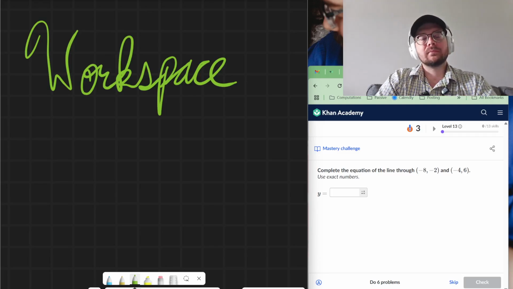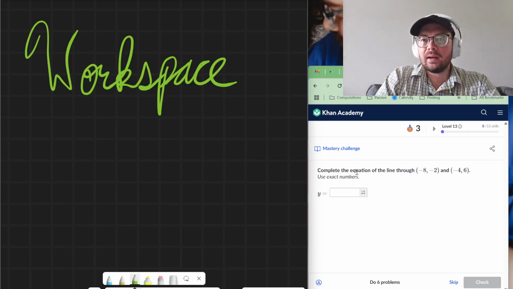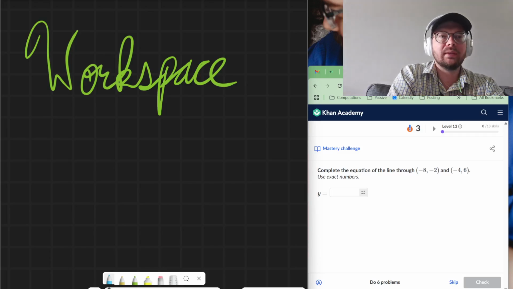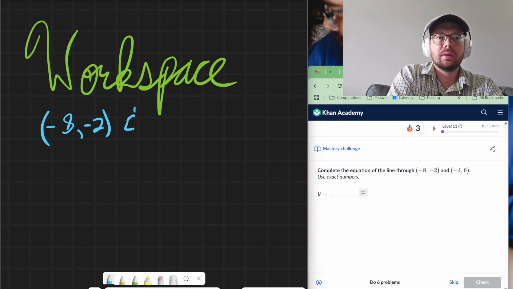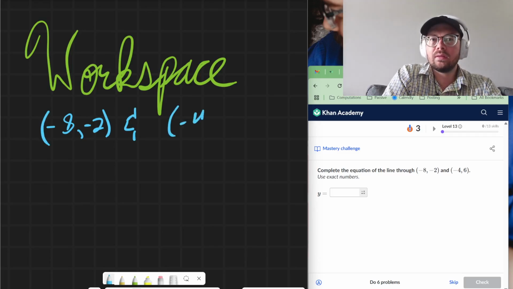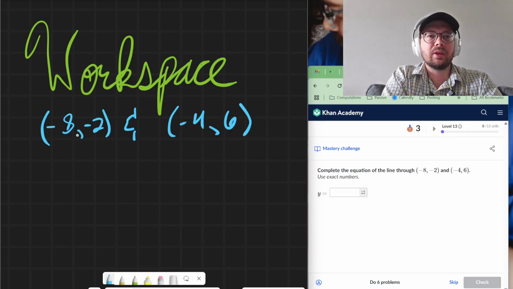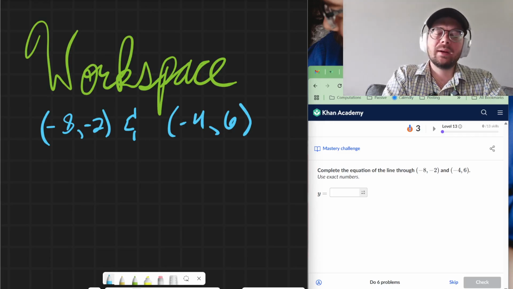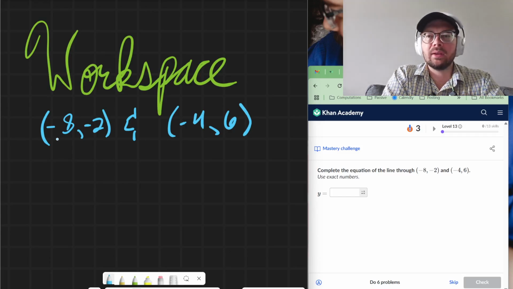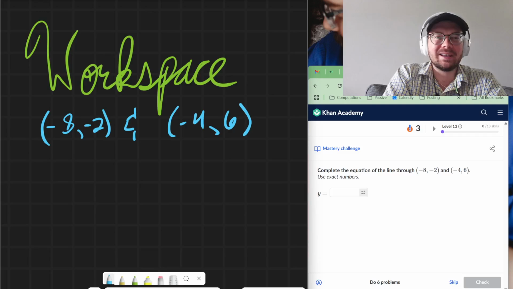Workspace. Okay, so we need to find an equation of the line through those 2 points. I'm going to copy those points down: (-8, -2) and (-4, 6). Technically, this could be the second point, this could be the first point. You can number them whatever numbers you want, but just for simplicity here, I would recommend always numbering the first one you read as the first point and the second one as the second point. Just keep it really simple.